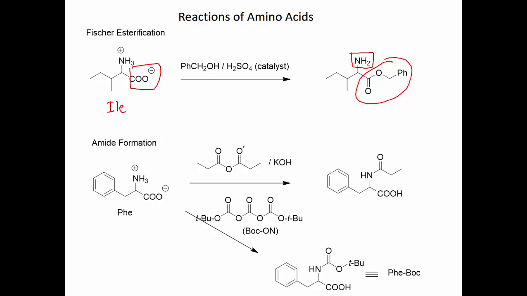Another important reaction here is amide formation. Under slightly basic conditions, of course, we're going to generate the anionic form of the amino acid. And once we have this, we can now start turning this NH2 group into the corresponding amide. So if we treat this with an anhydride and KOH, you have to have these together all there at the same time.